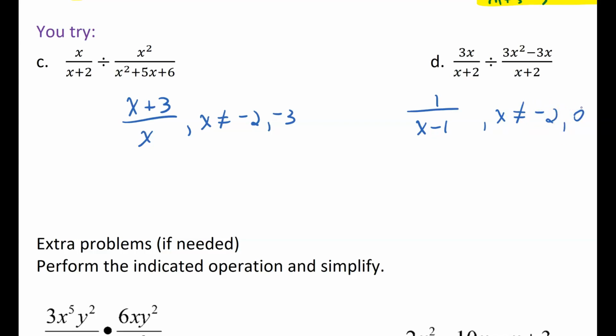Wait, from C, why did we put -3? Because when you factored these two originally over here, you have x plus 2, x plus 3. So the original denominator. Oh, okay. You can write 0, but you don't have to because it's visible.